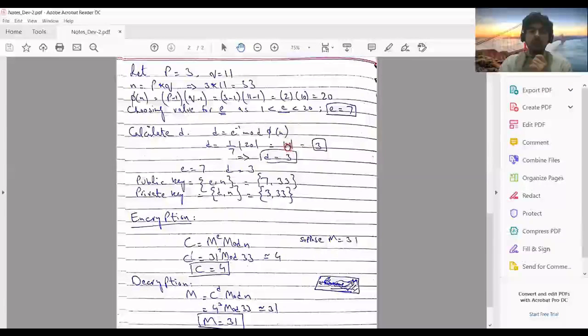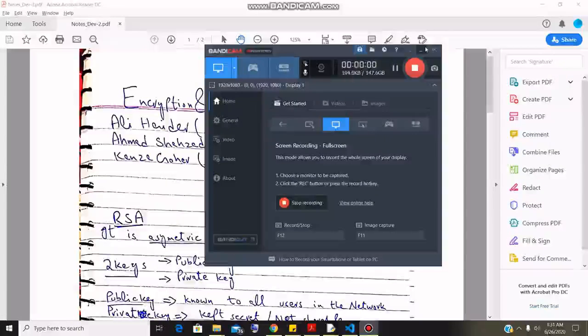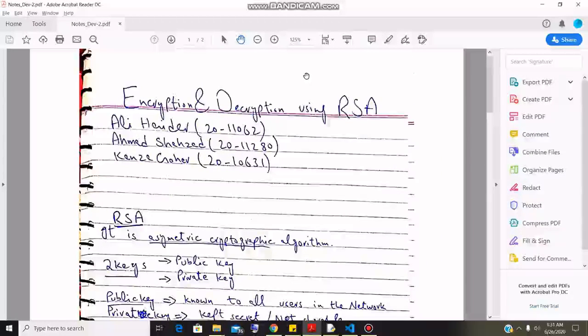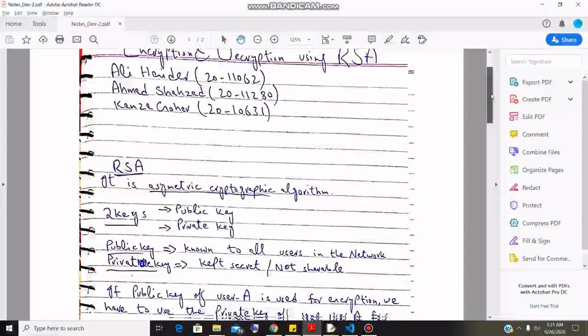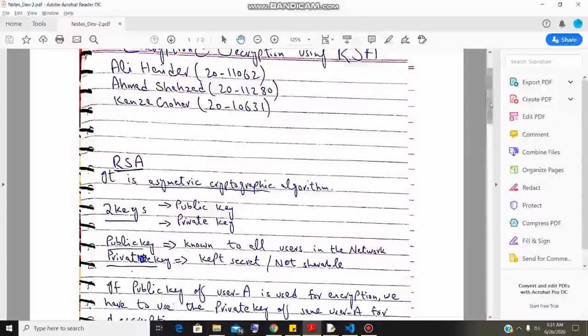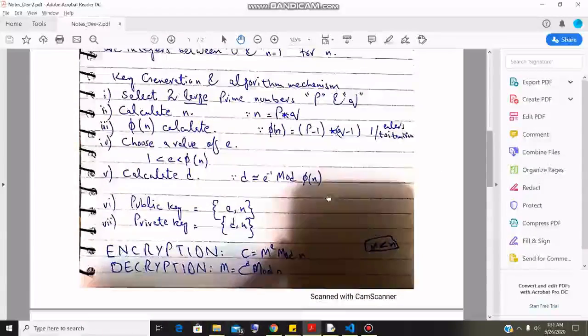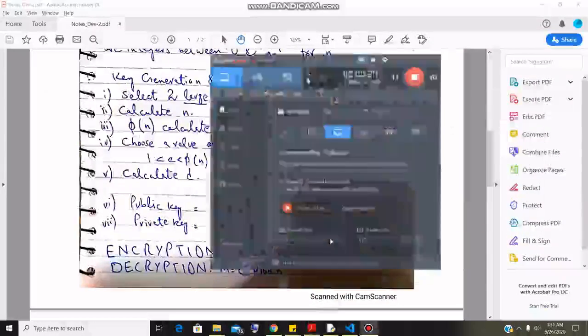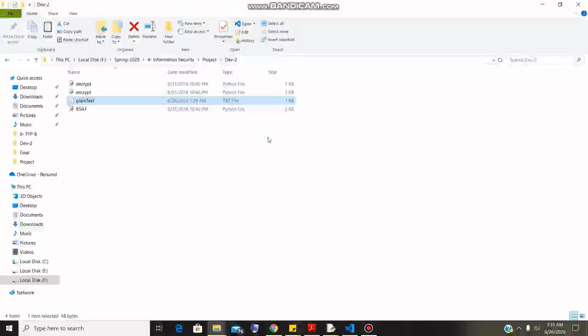So now let's continue with a practical example on the code. As we have seen, to perform encryption and decryption using RSA, there are basically three steps. First of all, we perform the RSA algorithm and we calculate the public key and private key. When we have both keys, then we can easily encrypt our data and we can also decrypt it. So now we are going to perform the same scenario in our code.